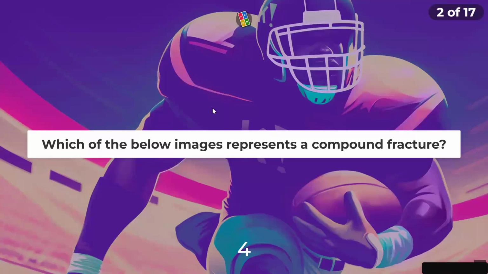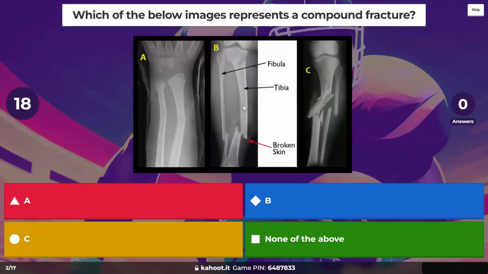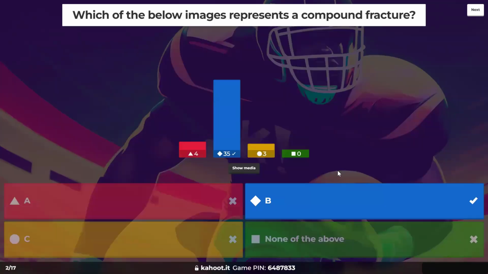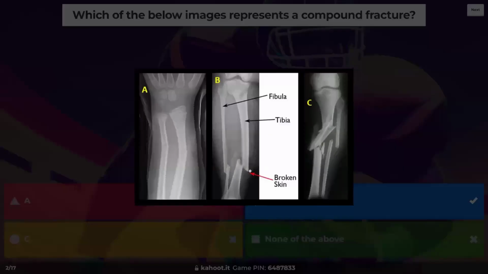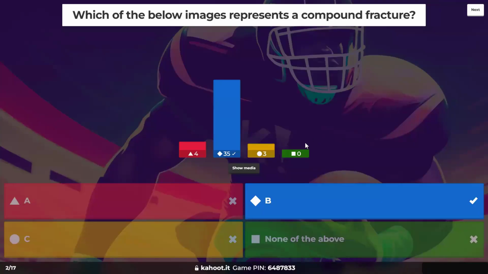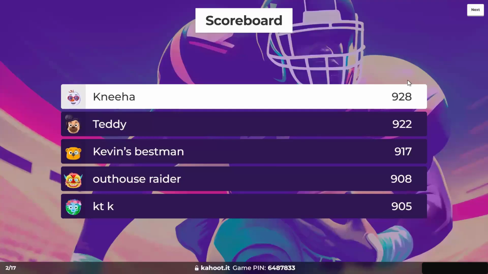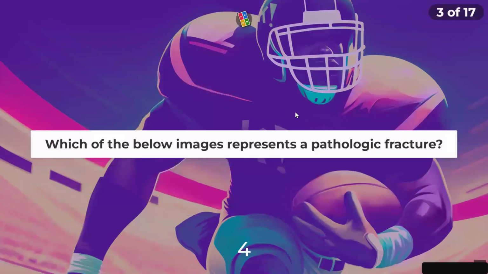So we'll see. All right, which image represents a compound fracture? There we go. Let's see, I don't see the image. We're up here. Yeah, broken skin is what indicates compound fracture. Niha, good job. Fast fingers. I don't know if this is the fake Teddy or real Teddy or what. It's hard to say.